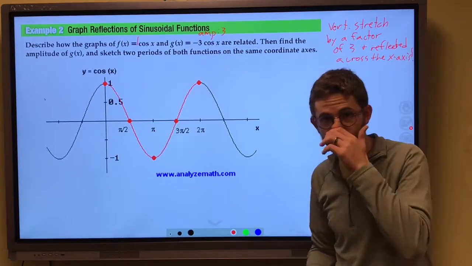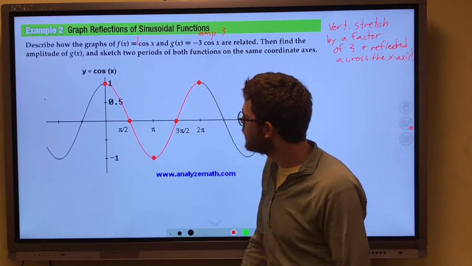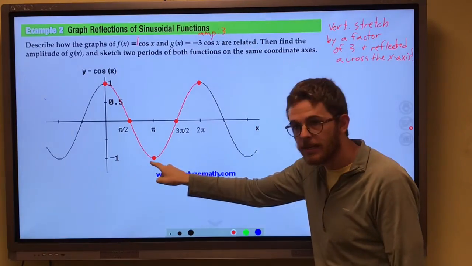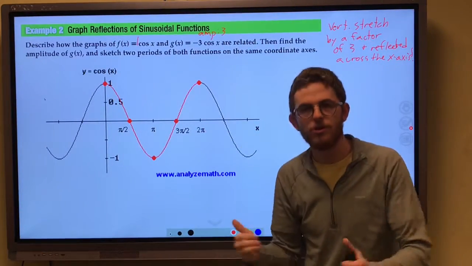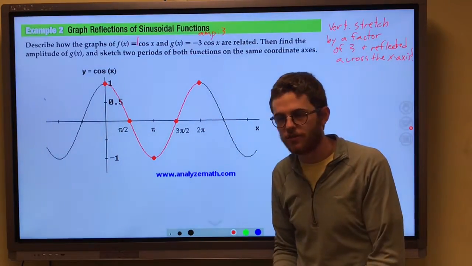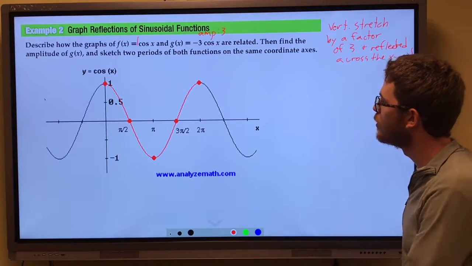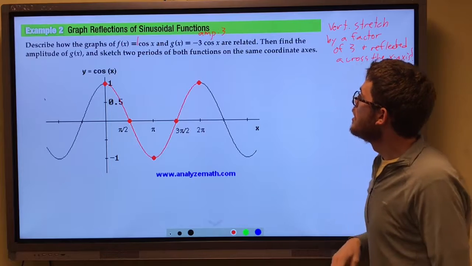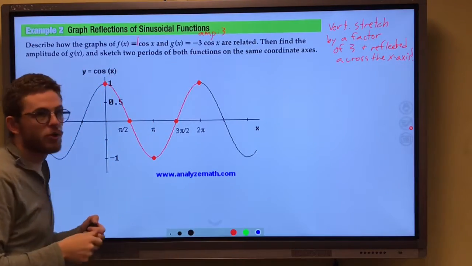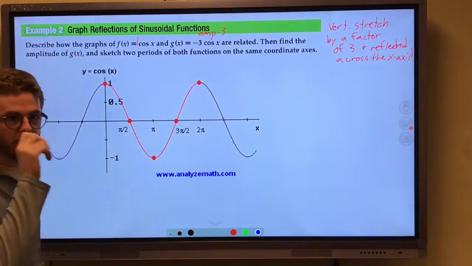There's our cosine of x function. Notice it's in radians. Cosine of 0 is 1. Cosine of pi over 2, 0. Cosine of pi, -1. This is just our facts from the unit circle being placed and noticing the oscillation here. So here's our first graph. Here's cosine of x. Now, -3 cosine of x means our outputs are going to be multiplied by 3, and it's going to be reflected.